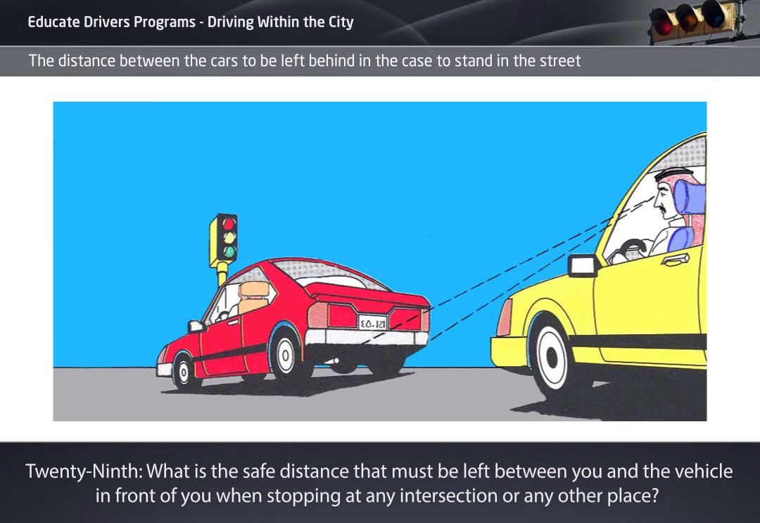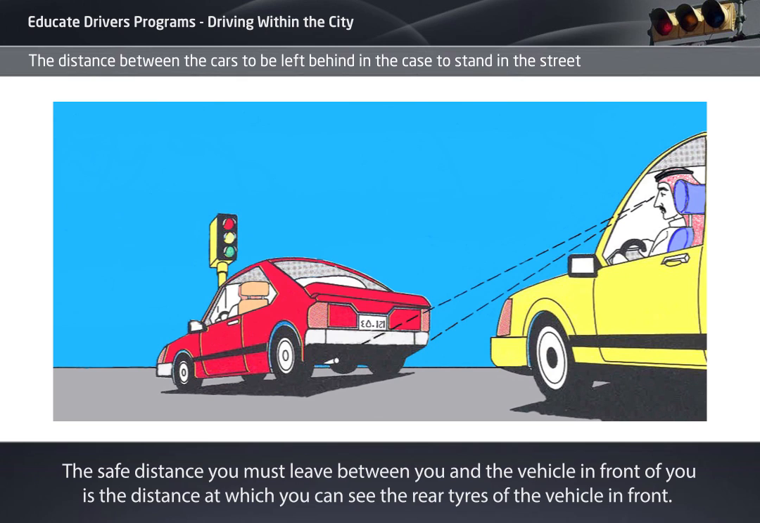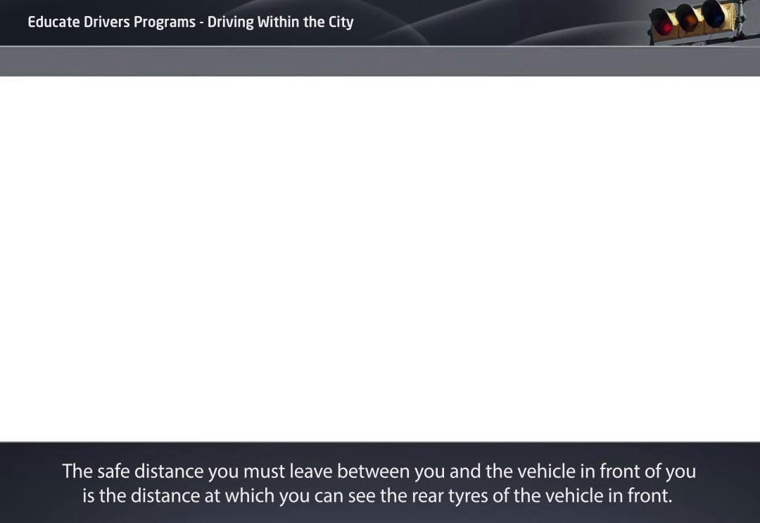29th. What is the safe distance that must be left between you and the vehicle in front of you when stopping at any intersection or any other place? The safe distance you must leave between you and the vehicle in front of you is the distance at which you can see the rear tires of the vehicle in front.